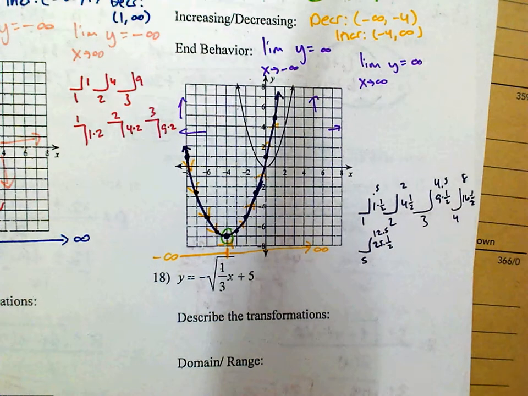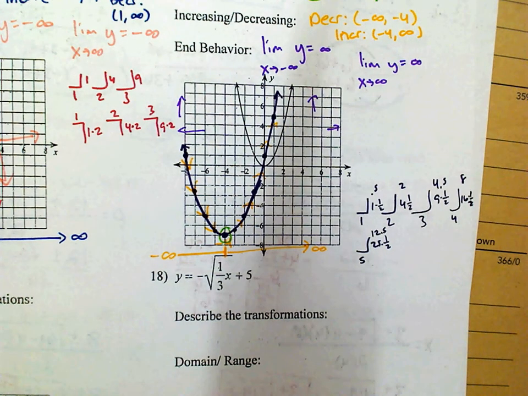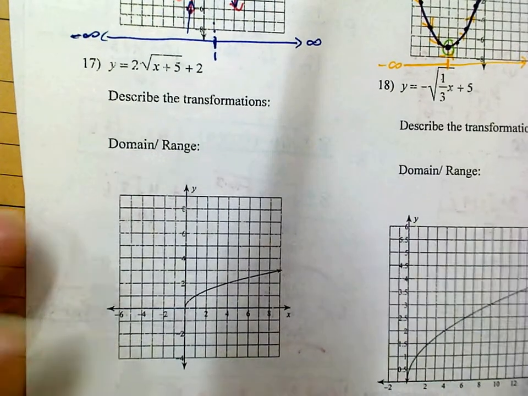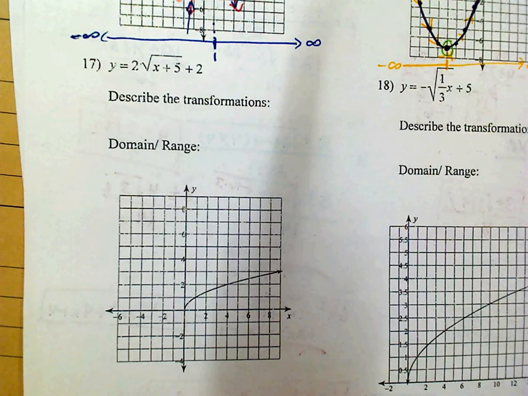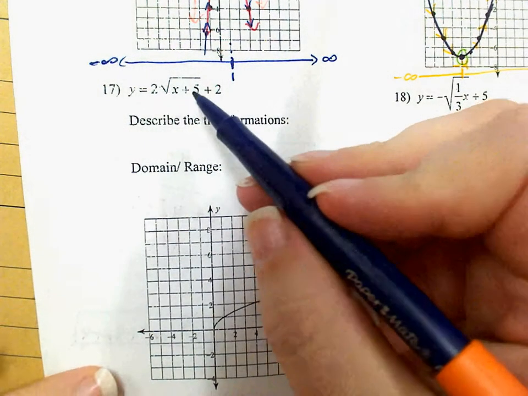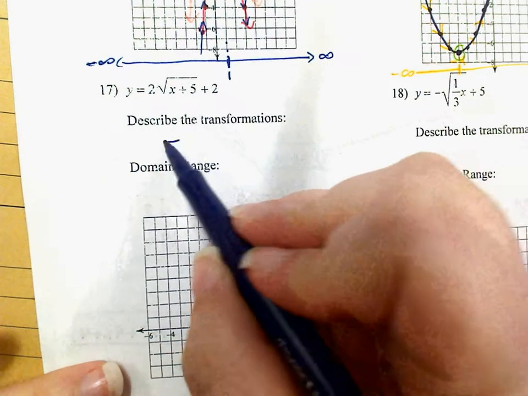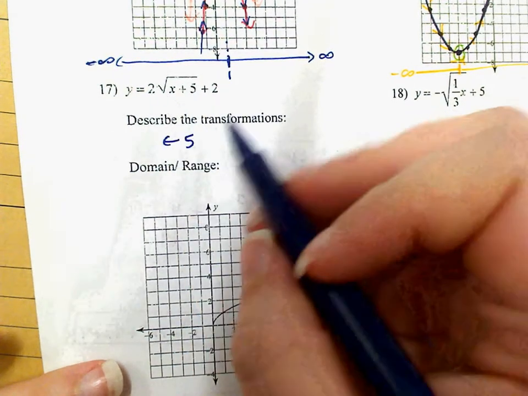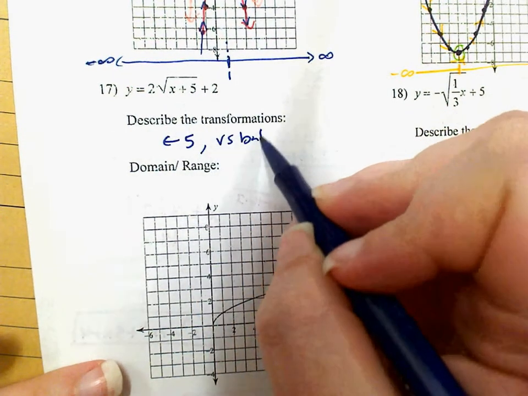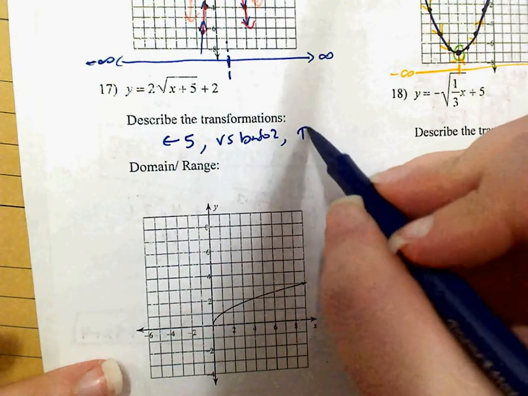Alright, numbers 17, 18, and 19 are all radicals. So, on number 17, +5 on the inside means I'm going to go left 5. 2 on the outside means it's a vertical stretch by a factor of 2. And +2 means I'm going to go up 2. So I'm going to go left 5, up 2. And then I'm going to do the vertical stretch.